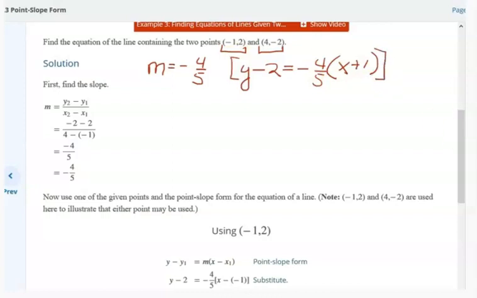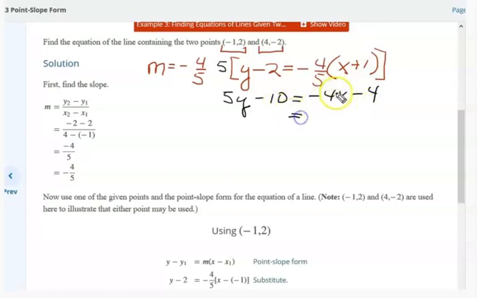And I'll change colors just to make it a little more. So we're going to multiply everything by 5 to get rid of that fraction. So this becomes 5y minus 10. Now the 5 is canceled out. That's why we did it this way. But we have a negative 4 times x is a negative 4x. A negative 4 times a positive 1 is a negative 4.